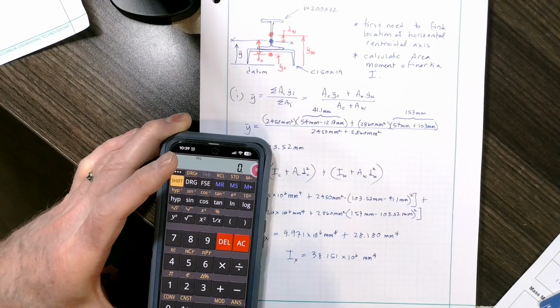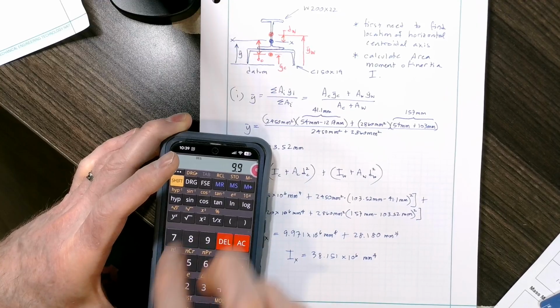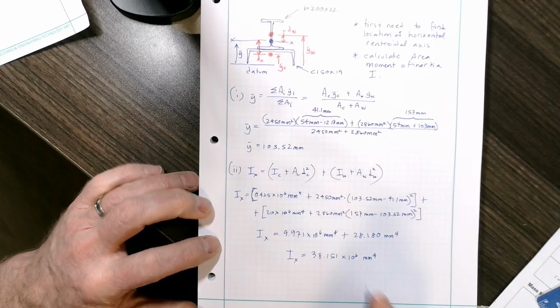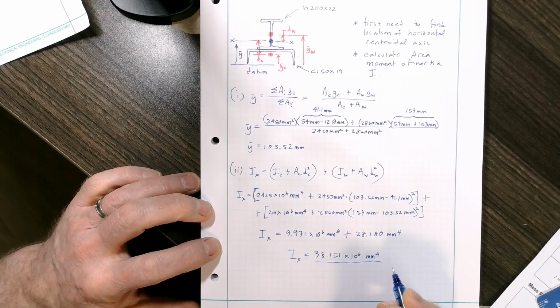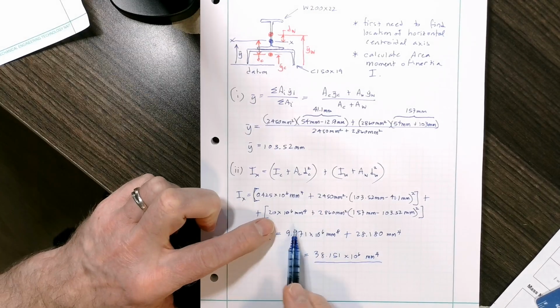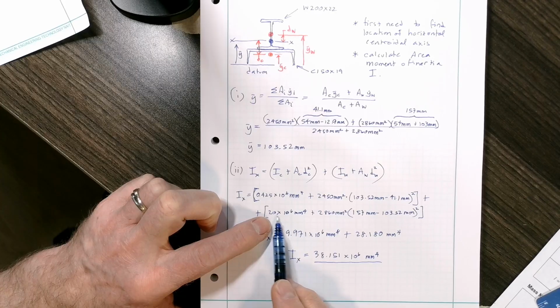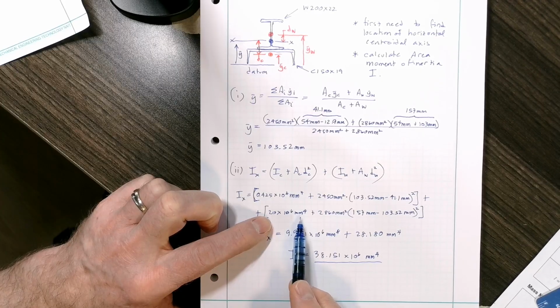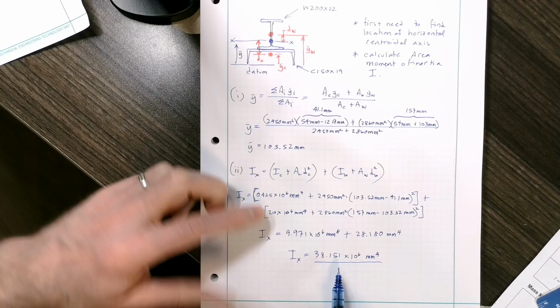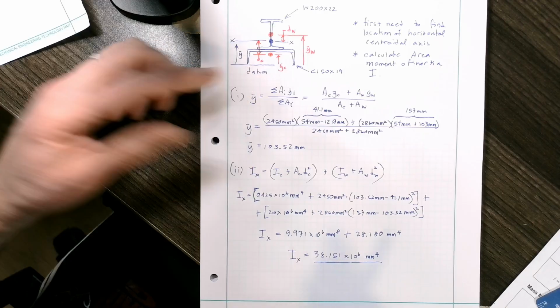It's an abstract number for sure. One more time, check that. Yeah, 38.151 times 10 to the 6. It's much greater than the wide flange by itself. It's double. See that? The wide flange by itself is 20 million millimeters to the fourth as a moment of inertia. You've almost doubled it by adding a piece of C-channel and beefing up the whole cross section.